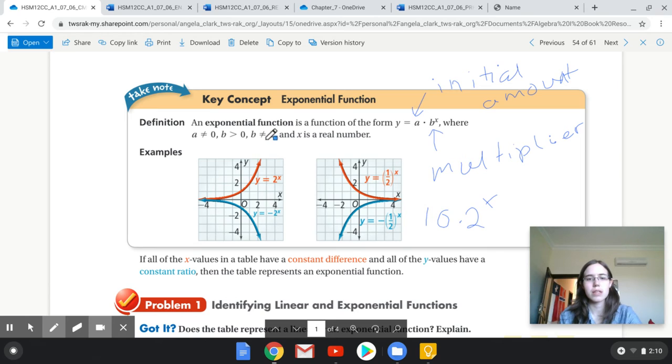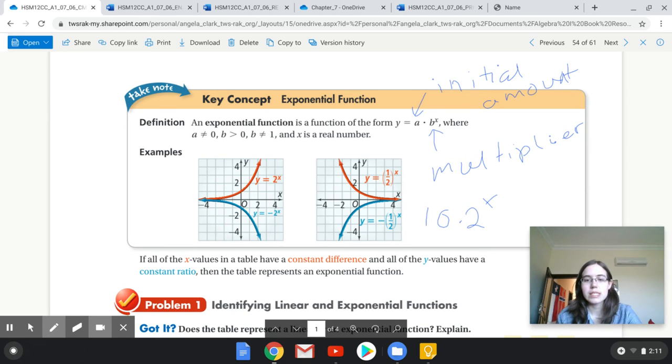And B is not allowed to be 1 because 1 to any power is 1. So B can be between 0 and 1, or it can be greater than 1, but it can't be 1 because if I have 1 to a power, it's just 1. And so what's the point of having a function where no matter what X is, it's just going to be the same every time? So that's not useful. So B is not ever going to be 1.